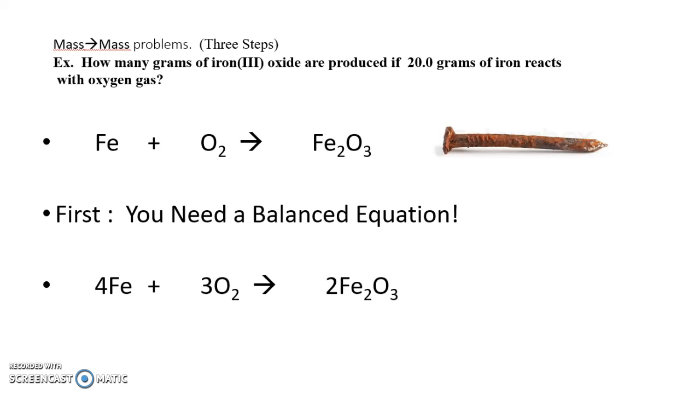First problem we're going to look at is a three-step mass problem. You read the question with me. How many grams of iron 3 oxide are produced when 20 grams of iron react with oxygen gas? First step you have to do is balance the equation. Put a 4 in front of the iron, a 3 in front of the oxygen, and a 2 in front of the iron 3 oxide. It's a balanced equation, and now you're ready to go on to some stoichiometry.